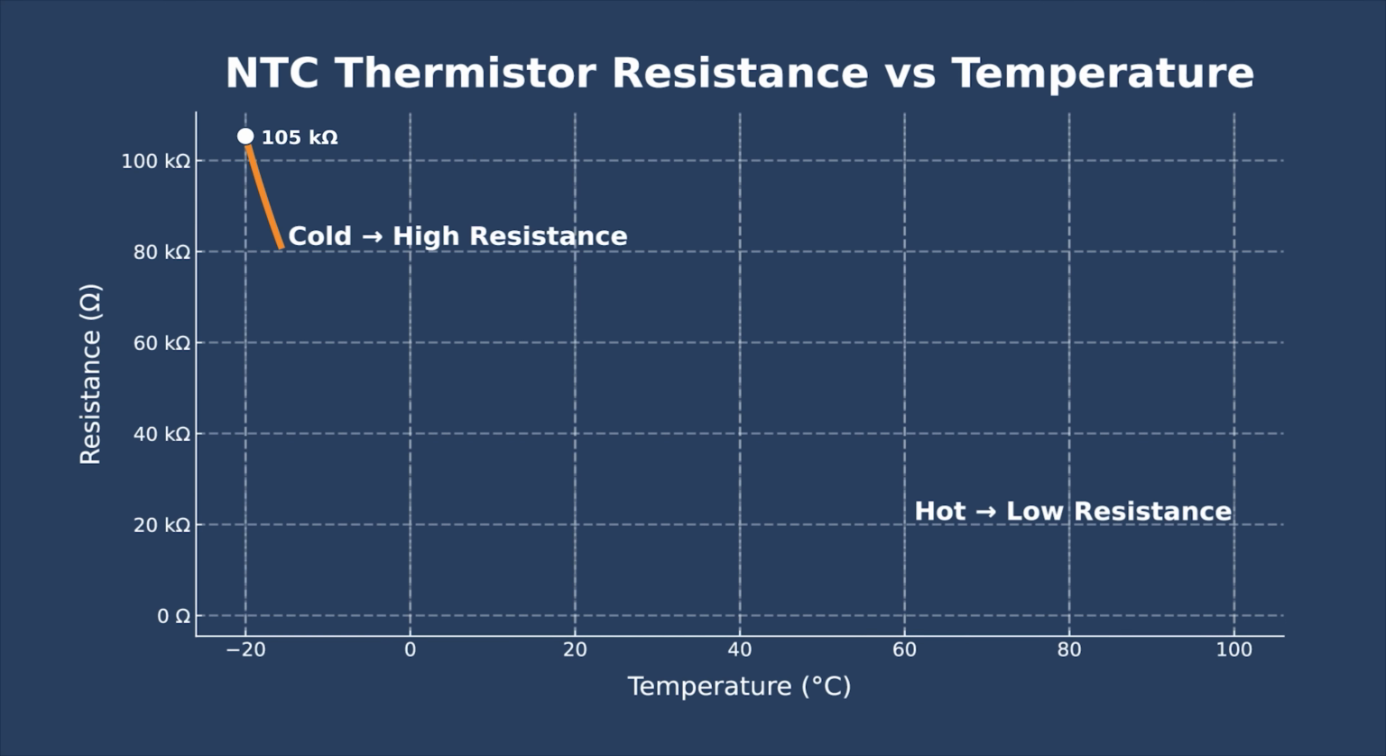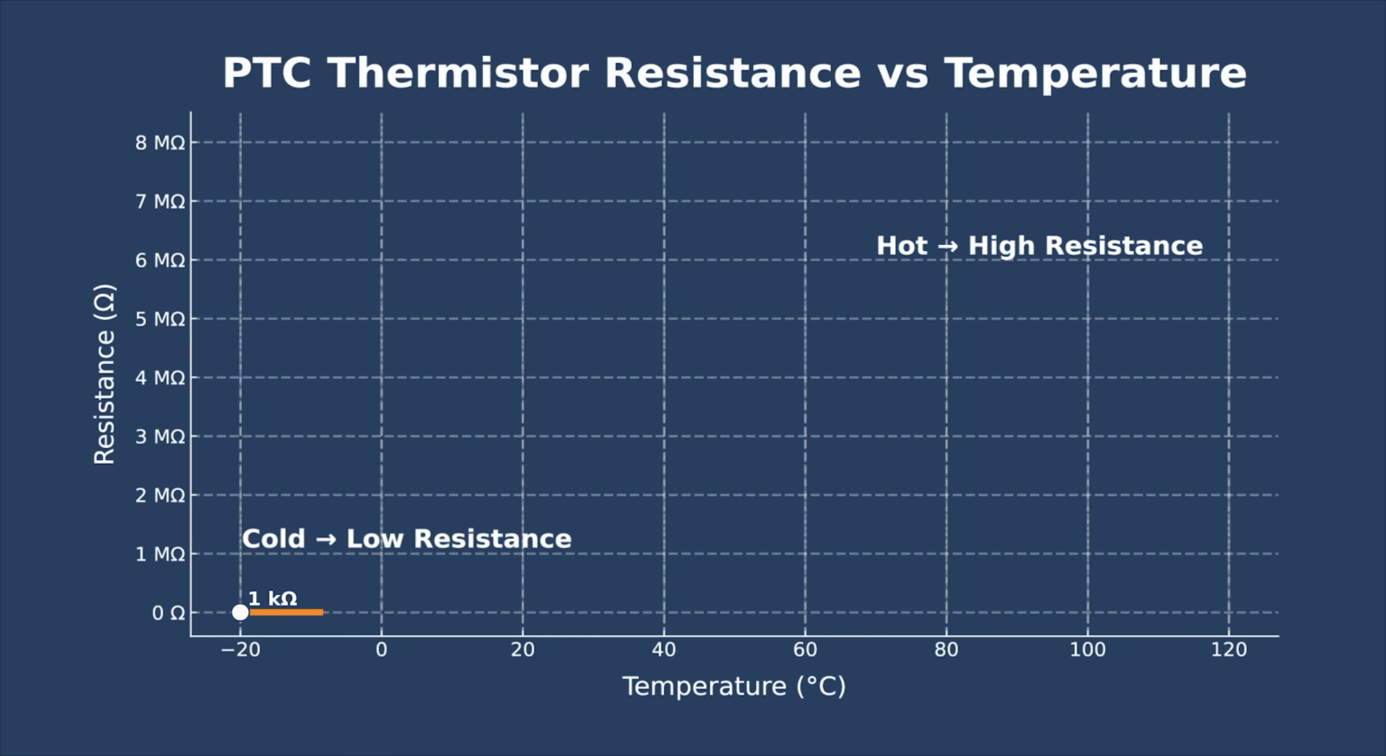Now, let's talk about thermistors. A thermistor is another variable resistor, but it responds to temperature instead of light. There are two kinds. You have an NTC thermistor, or a negative temperature coefficient thermistor, where the resistance goes down as temperature rises. You also have a PTC thermistor, or a positive temperature coefficient one, where resistance goes up as temperature rises. Most of the time, you'll see NTC thermistors.